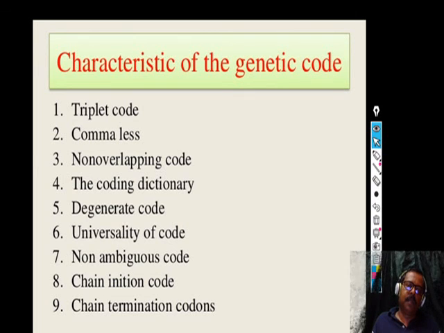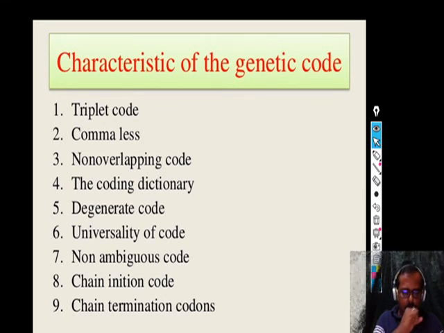Now we come over to the characteristics of the genetic code. Genetic codes are triplet code, and commaless, non-overlapping code. It is a coding dictionary, and there is degeneracy of code, universality of code, non-ambiguous nature of the code, chain initiation codon and chain termination codon. So these are the characteristics, and we will discuss some of the important characteristics of the genetic code here.